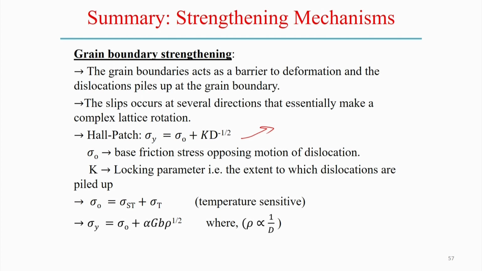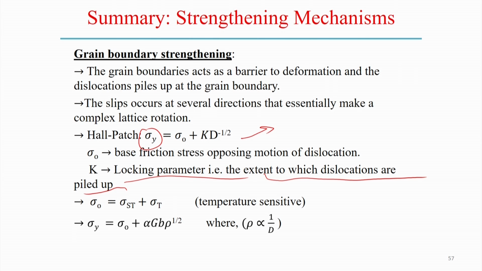equation, where yield strength sigma equals sigma 0 plus k times d to the power minus half. That means sigma 0 is the base friction stress opposing motion of the dislocations, and k is basically the locking parameter. That means the extent to which the dislocations are piled up, and it is a function of the grain size d.